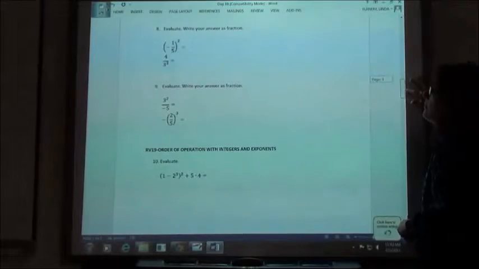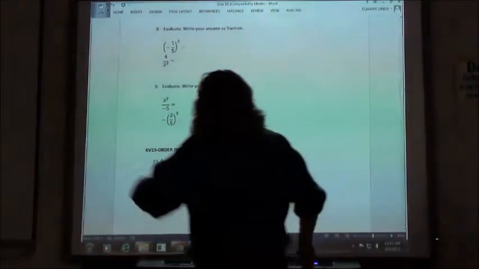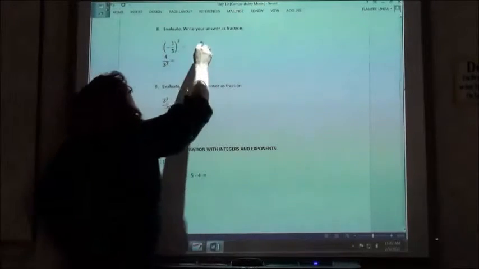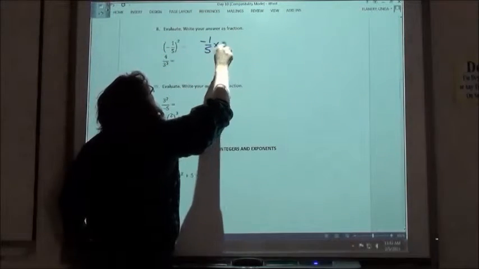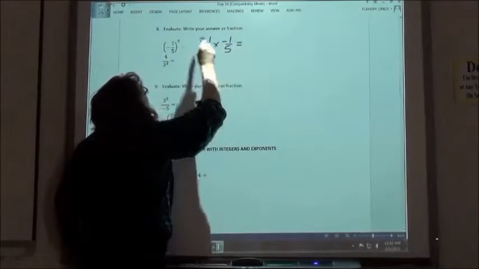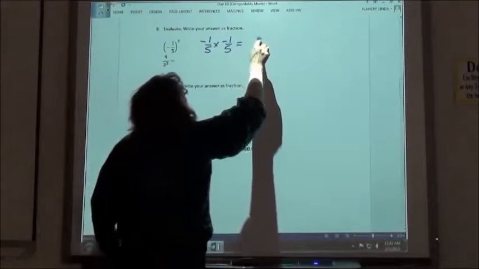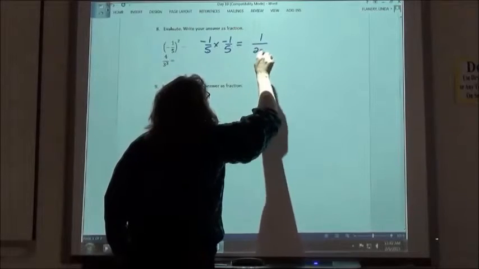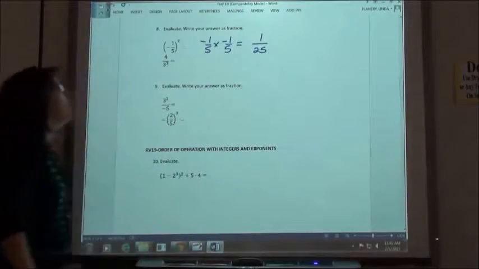Number 8. This one. The negative is in the parentheses. So it means a -1/5 times a second -1/5. And a negative times a negative makes that a positive. 1 times 1 is 1. 5 times 5 is 25. So I get 1/25 for my answer.